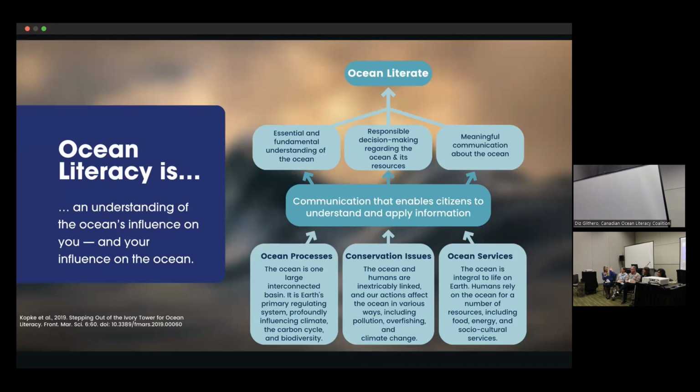And that diagram on the screen is one that you can see from a paper by Brennan et al. in 2019. And then more recently, we've been exploring that in a bit more detail and expanding the definition and dimensions to explore what other things might be included within the relationship between people and the ocean and what that might mean for ocean literacy.